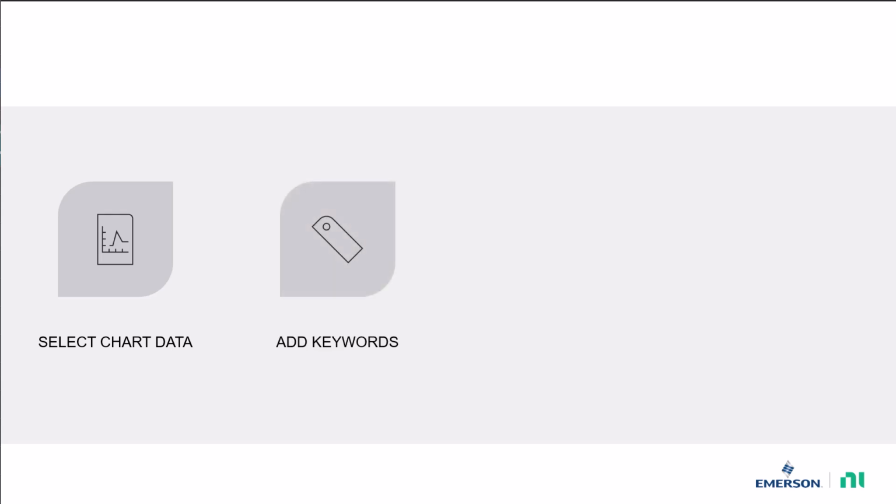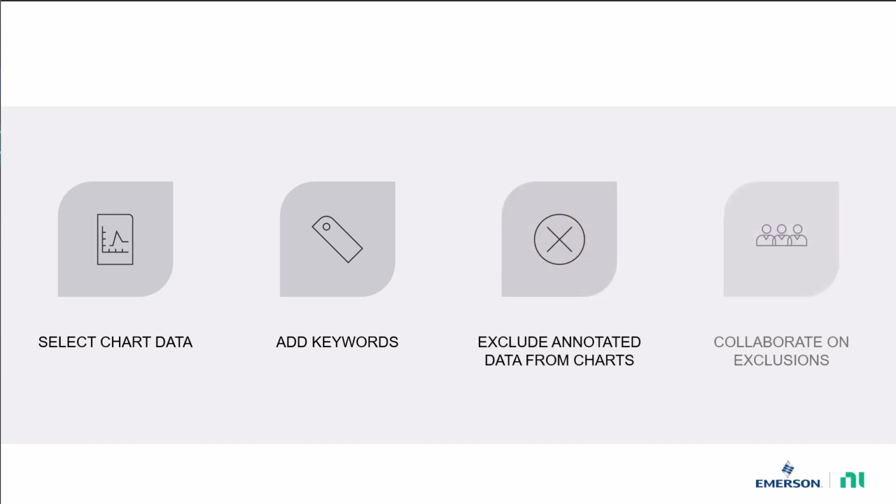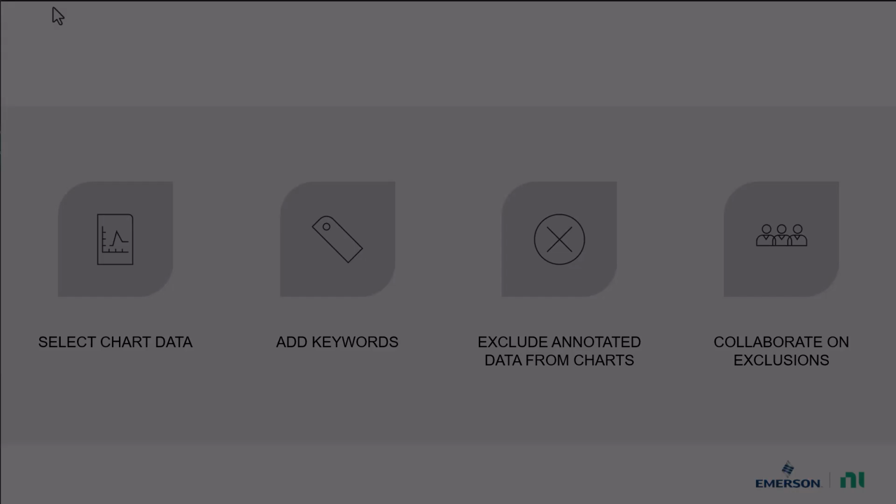In this demo, we will look at some recent test data from our product and notice some outliers in our data by visualizing the measurements. We will then quickly annotate that data with some keywords and exclude those annotated data from our visualization. We'll then find our excluded data and ask one of our team members to help us figure out why it's an outlier. Let's dive in.